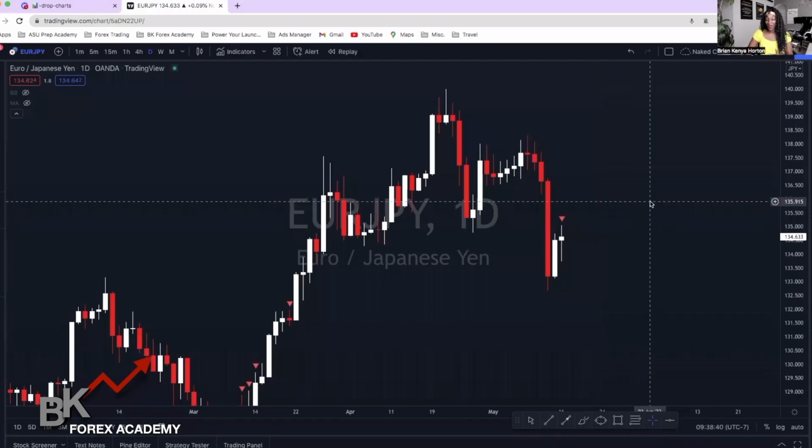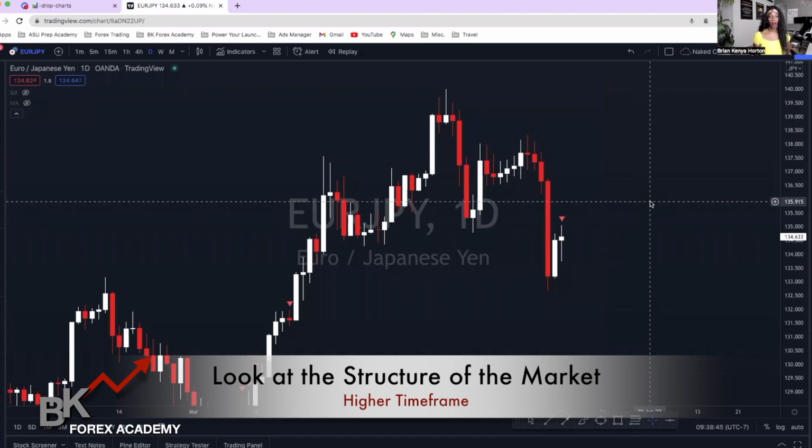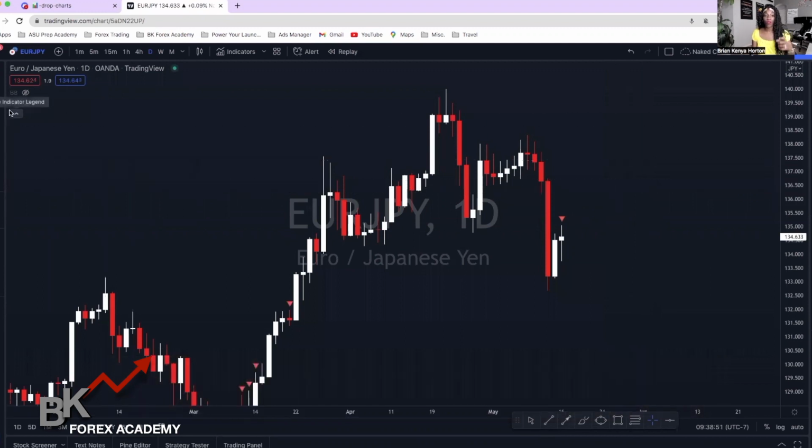The very first thing that I always recommend before we actually do anything is to always look at the structure of the market. And you want to go to your higher time frames when you are looking at how to spot key trades or really good setups. But the first thing you need to consider is structure, market structure. Now we're market structure price action traders, so this is what we go through.